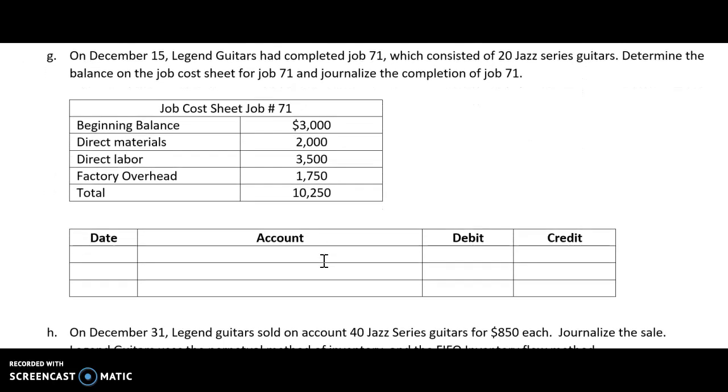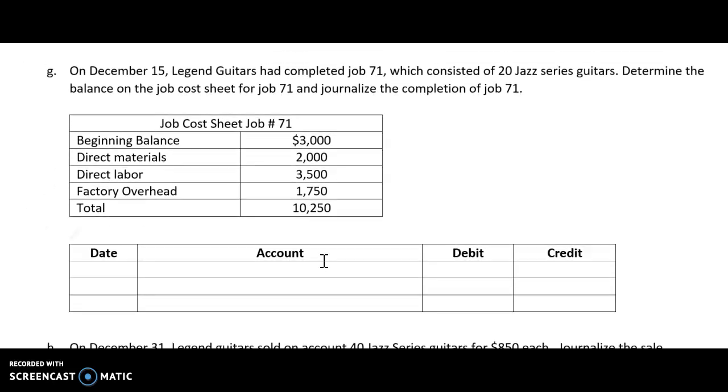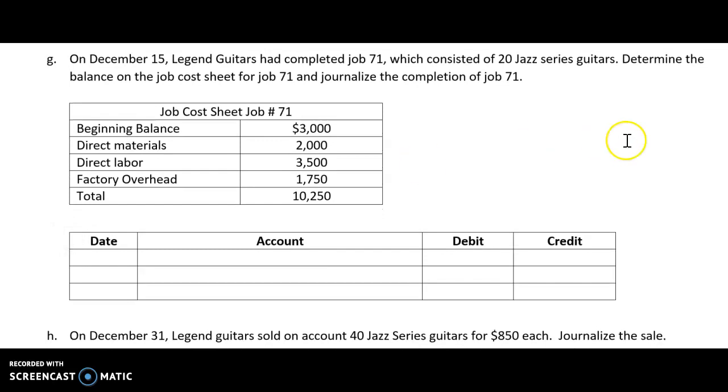On December 15th, Legend Guitars has completed job 71, which consists of 20 guitars. Determine the balance on the job cost sheet for job 71 and journalize the completion of job 71. So we're going to look and see how much job 71 cost us. Well, when we started, we had a balance of $3,000.